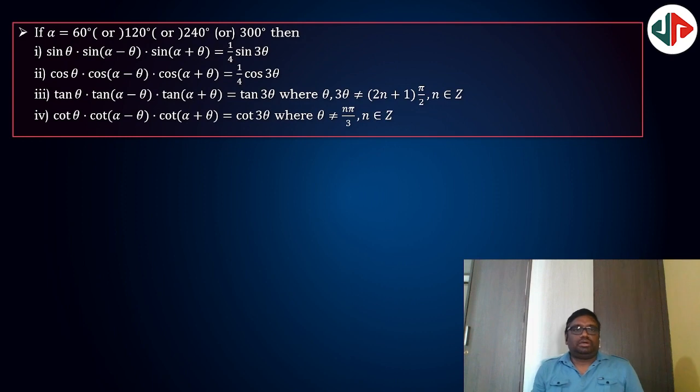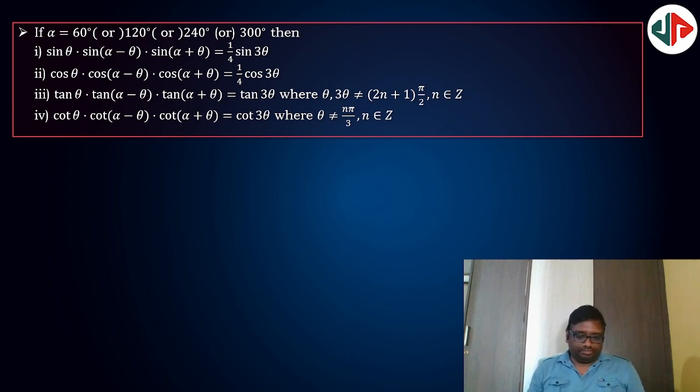Here the first point is: if alpha is equal to 60 degrees or 120 degrees or 240 degrees or 300 degrees, then sin theta into sin(alpha minus theta) into sin(alpha plus theta) is always equal to 1 by 4 times sin 3 theta. Similarly for cos. But the tan theta product is always equal to tan of 3 theta. Similarly, cot also. Replace the alpha value with either 60 degrees or 120 degrees or 240 degrees or 300 degrees.